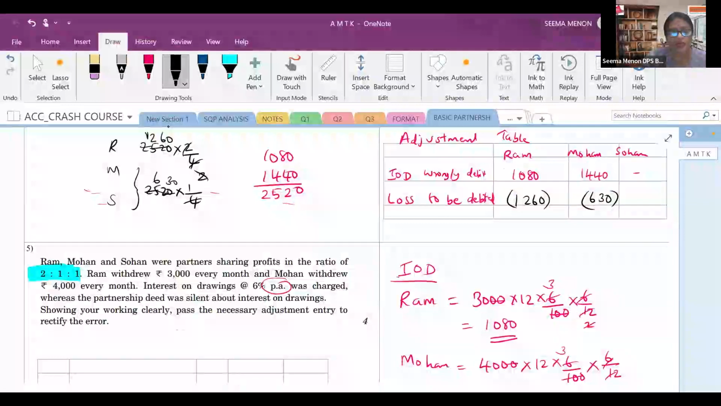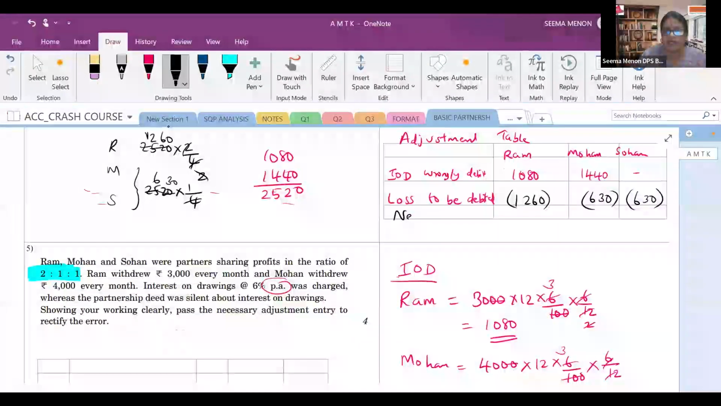You can see that, right? 2:1:1. Now what is to be done? This loss is to be distributed even to Sohan also. So Mohan already got 1,440. Now from that, the loss to be considered for Mohan is only 630. Sohan will be purely bearing 630.